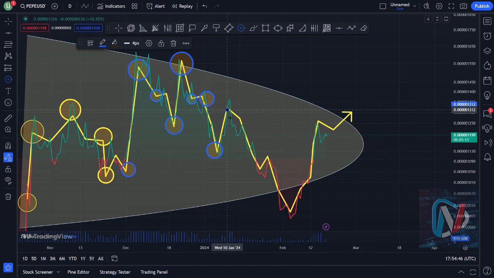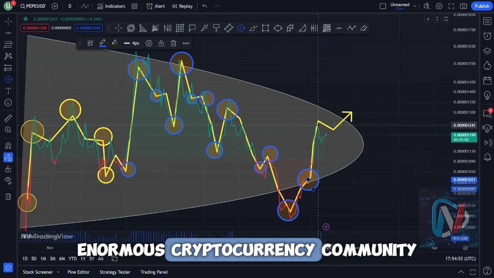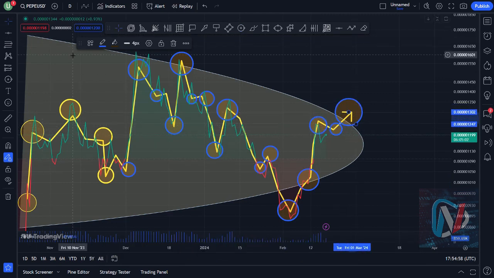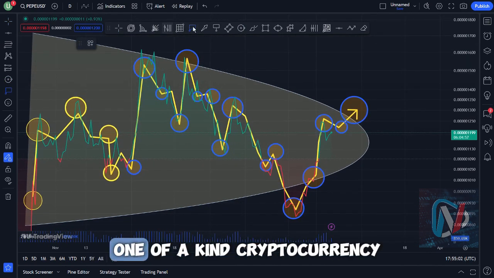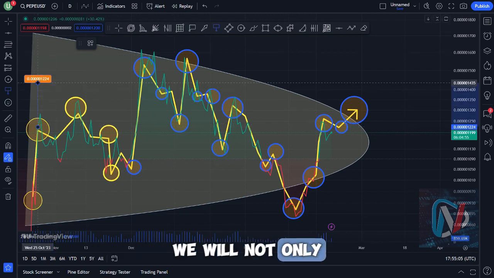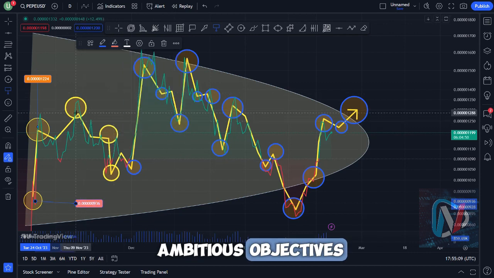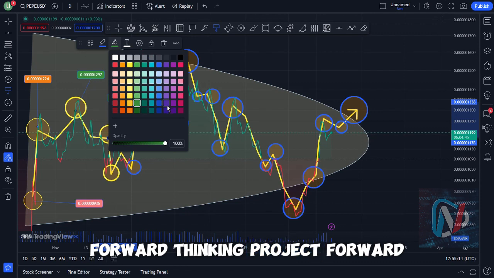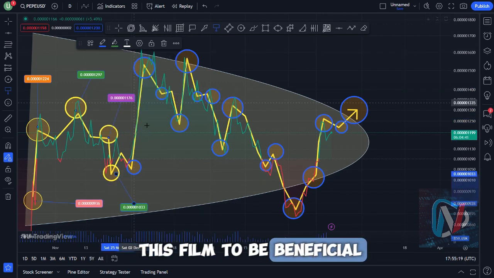Pepecoin has, without a shadow of a doubt, attracted the attention of a number of clever individuals within the enormous cryptocurrency community. A fundamental question has arisen as a result of this. What exactly is pepecoin? During our in-depth exploration of this one-of-a-kind cryptocurrency, we will not only tell you about its primary function, but also about its ambitious objectives, and we will introduce you to the dedicated team that is driving this forward-thinking project forward.